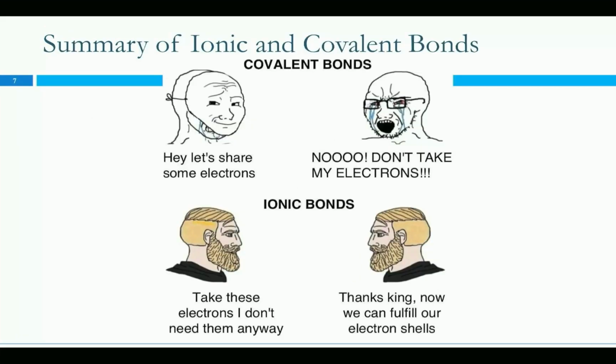In ionic bonds, the transfer is always from the metal to the nonmetal, because metals want to lose electrons and nonmetals want to gain electrons. And to put this in a meme format, covalent bonds only share electrons, whereas for ionic bonds, the metal wants to give it up anyway, and the nonmetal wants to take it, so it's just like a win-win situation.